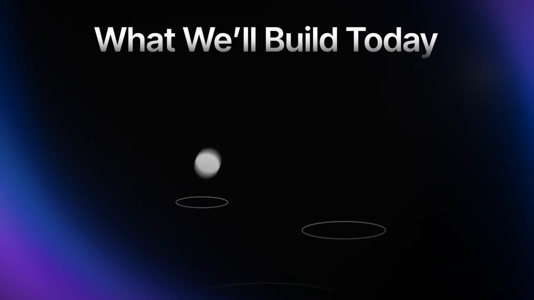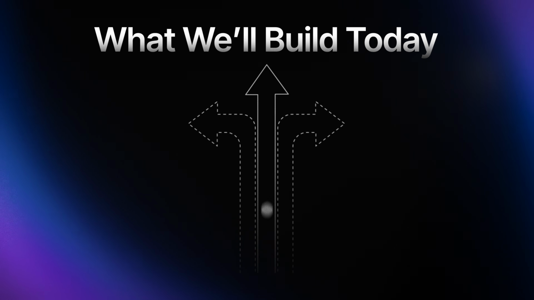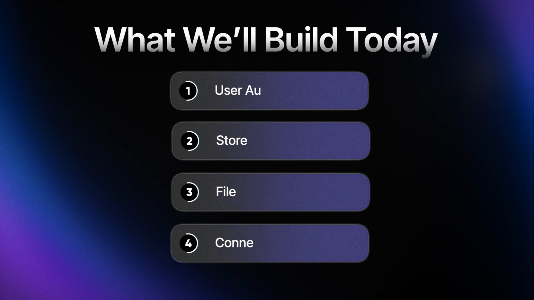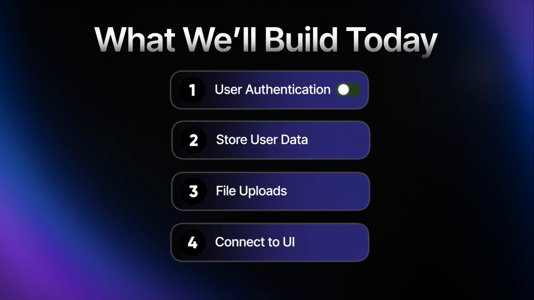Here's the roadmap for this video. We'll build a real web app in 4 clear steps. 1. User authentication. Users can sign up, log in, and log out. 2. Store user data. We'll store notes and user profile data in a real database. 3. File uploads. Users can upload files, and each user only sees their own files. Step 4. Connect everything to the UI, and make the interface react to the user with real-time dynamic updates.